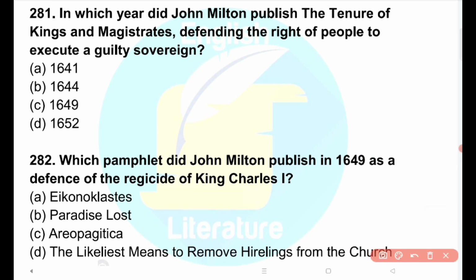In which year did John Milton publish The Tenure of Kings and Magistrates, defending the right of people to execute a guilty sovereign? Option C, 1649. Which pamphlet did John Milton publish in 1649 as a defense of the regicide of King Charles I?